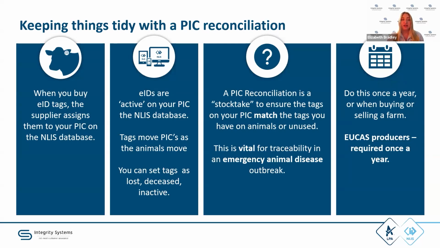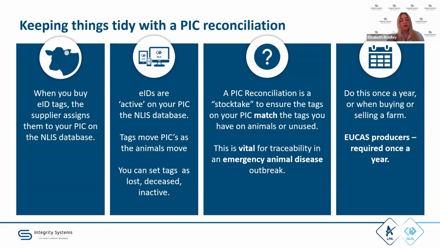The other way that you get tags on your PIC in the database is when you buy in livestock, or maybe you buy a property and there's a bit of a consolidation process. So every time you bring livestock onto your property, they're supposed to be transferred in the NLIS database to make sure that those tags are then registered to your PIC. So that's a key thing that happens, and how different tags get onto your PIC in the database. As you move them off, again, they're going off your PIC, so they're active and they're moving through the supply chain and giving us that traceability.